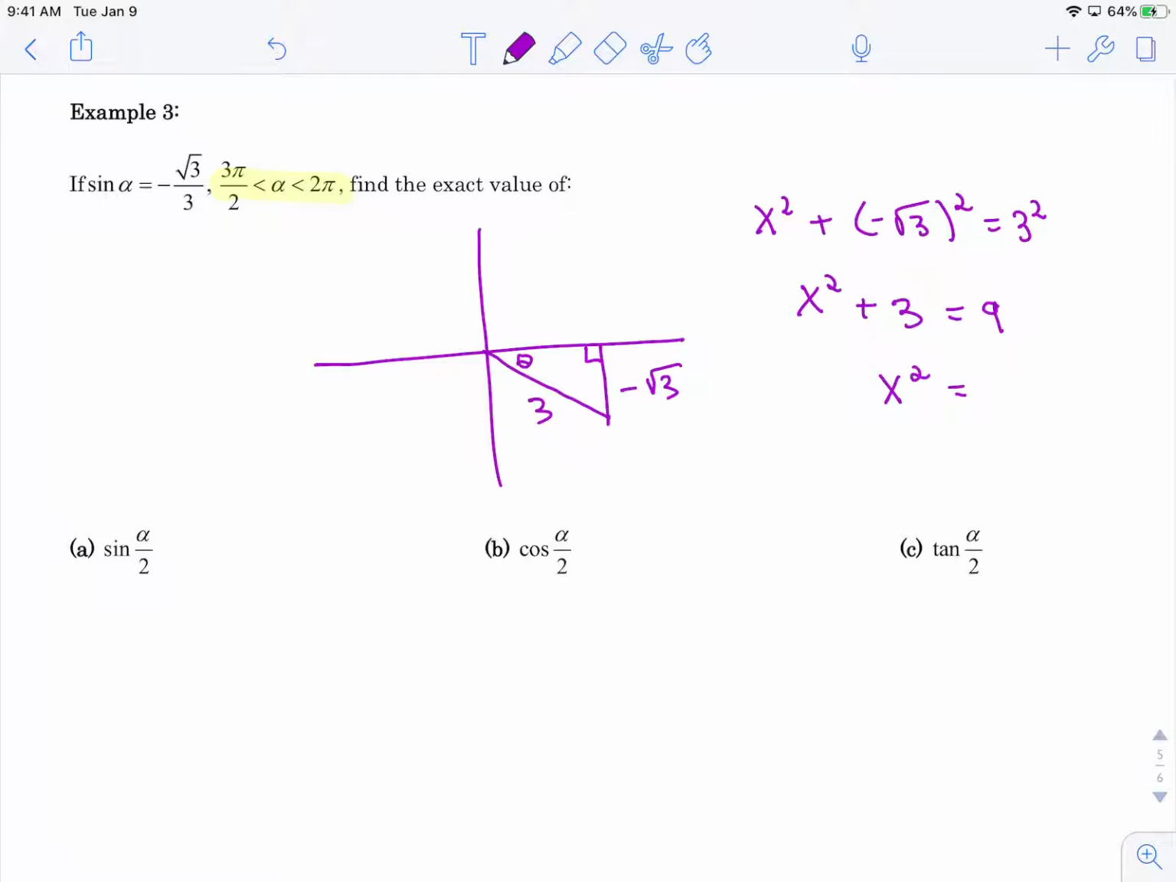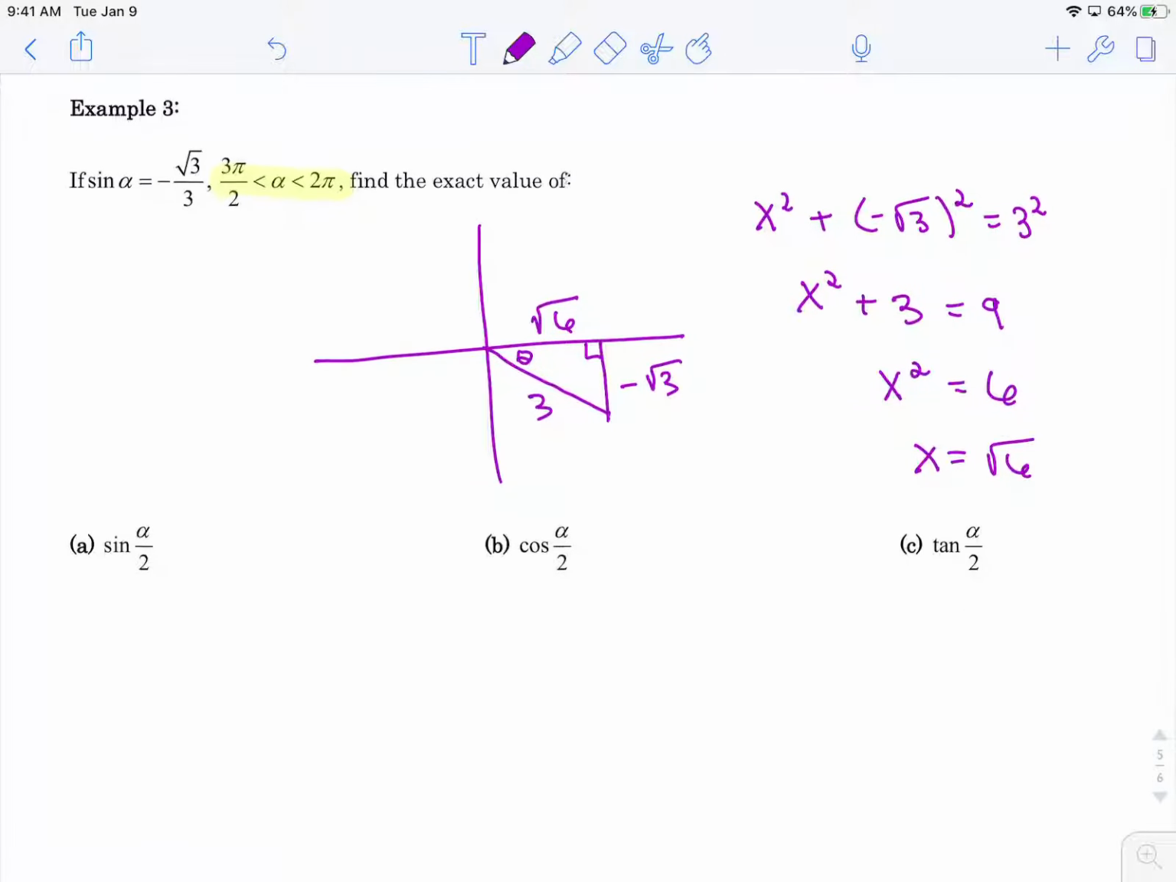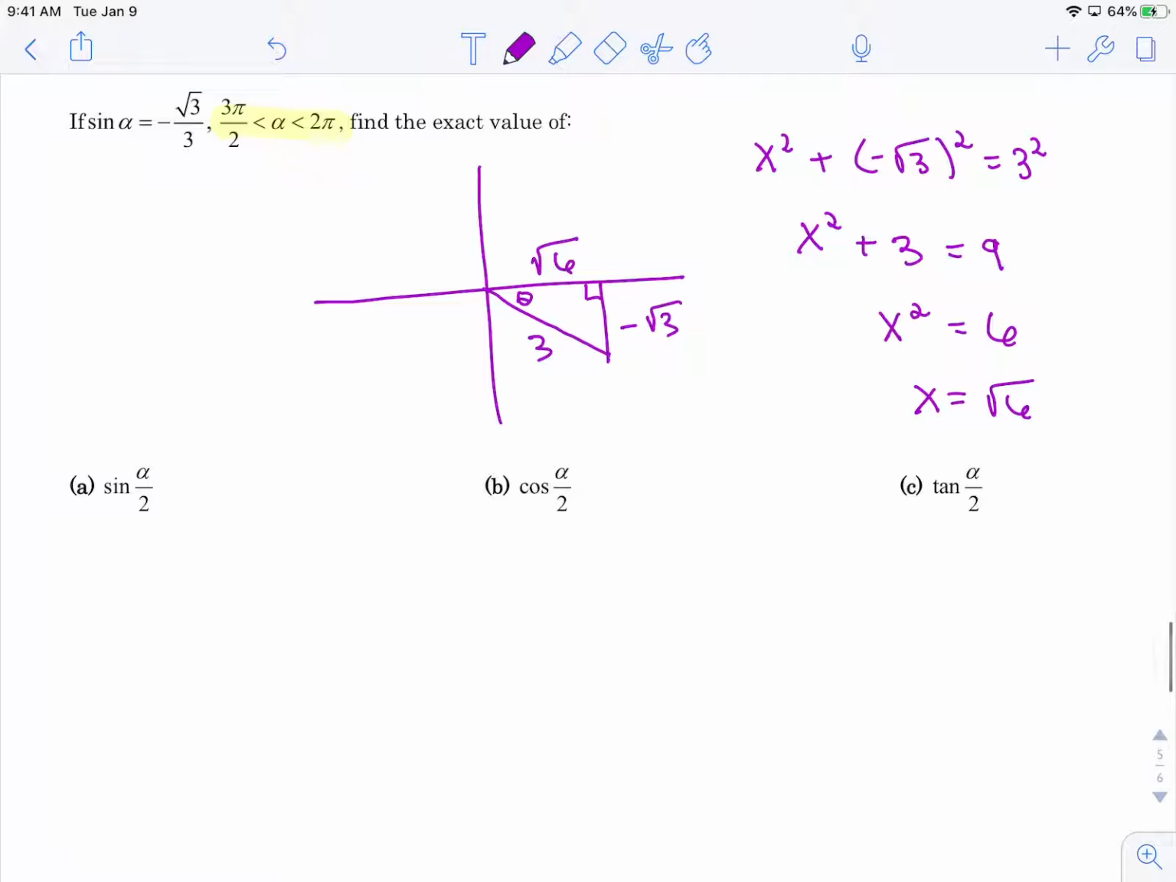Sorry. Equals 6. And we end up getting x is root 6. All right, so I'm going to put that there. I know our formulas are on the other side, or this piece of paper, but I'll just give them to us in this portion.